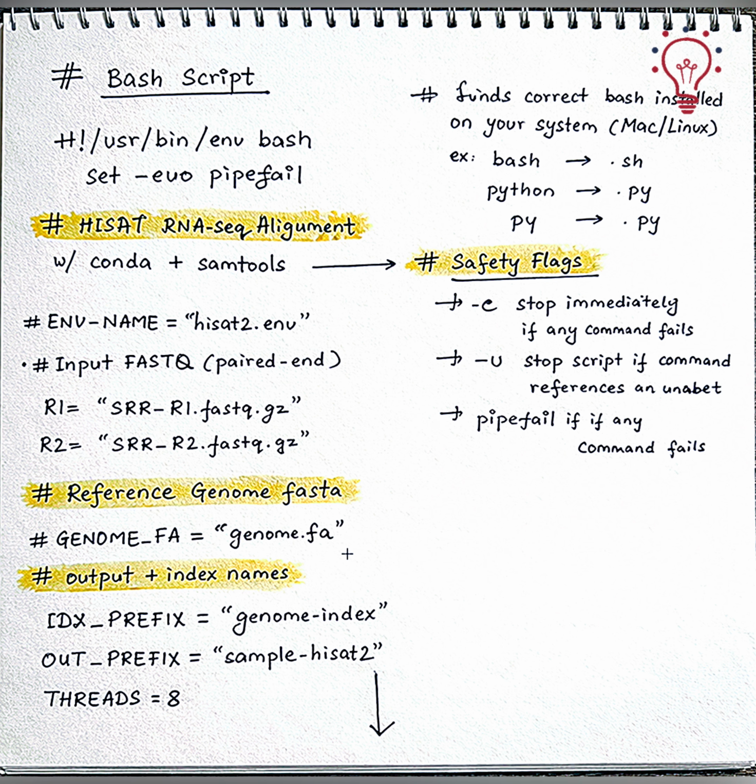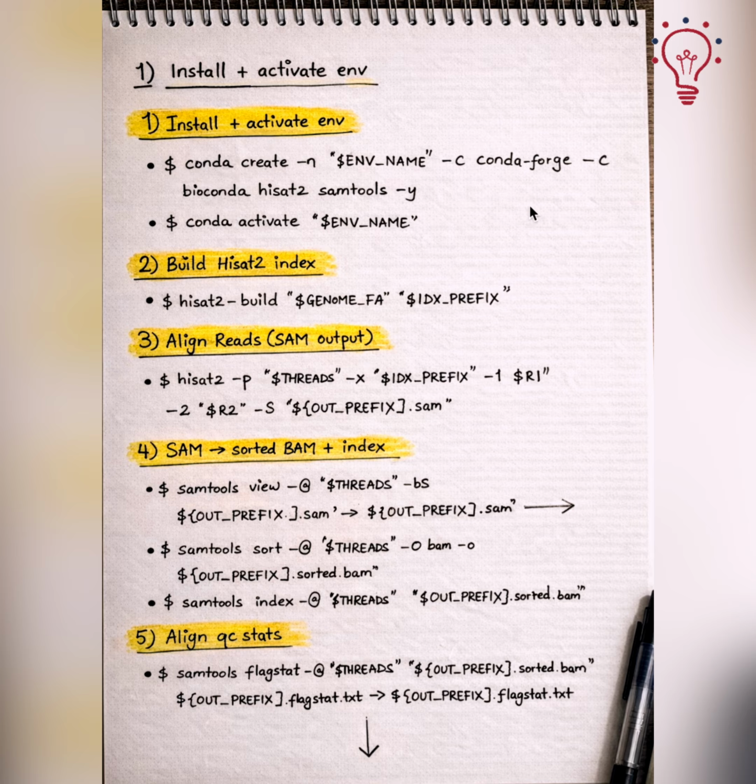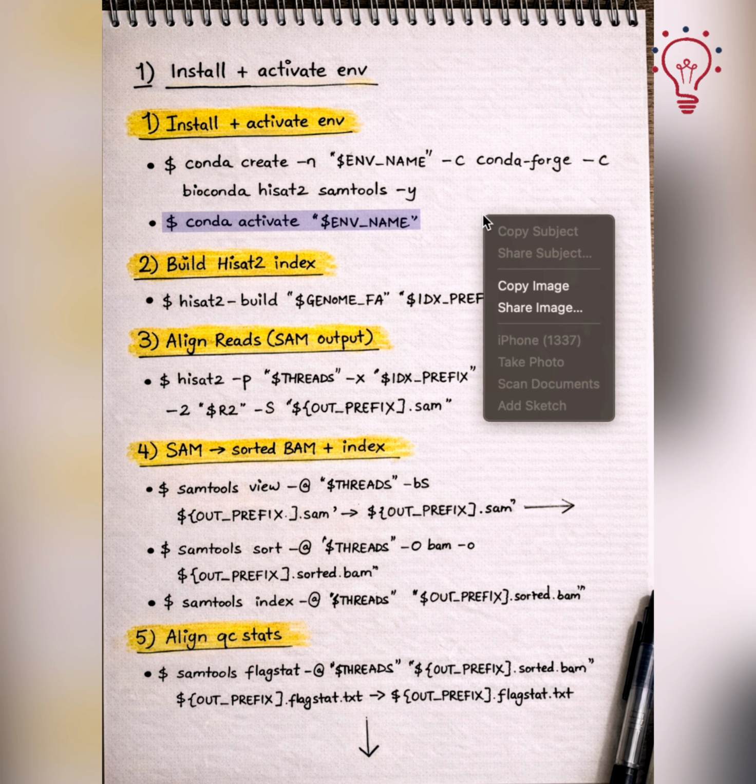In the next step, we will use these variables to build the genome index, run alignment, and generate sorted BAM files. In this slide, I am showing the complete step-by-step workflow for RNA-Seq alignment using HISAT2 and Samtools. Step 1. Install and activate environment. First, we create a Conda environment that contains HISAT2 and Samtools. We run conda create -n ENV_NAME -c conda-forge -c bioconda hisat2 samtools -y. Then we activate the environment. conda activate ENV_NAME. This ensures all required tools are installed and isolated for this project.